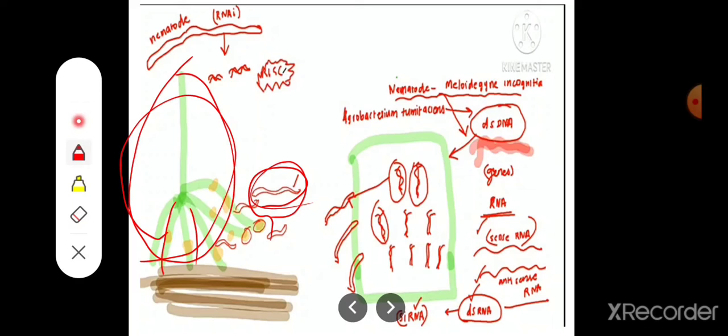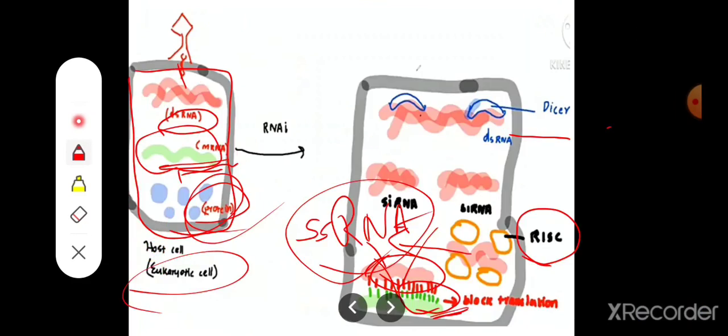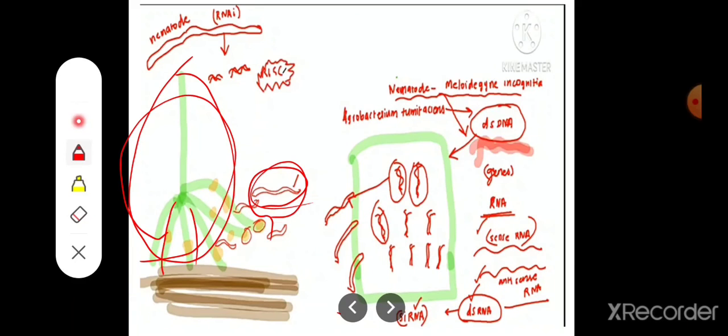For that, scientists used the same RNA interference mechanism. Using this mechanism, they developed a disease resistant, that is pest resistant, plant. For this, what they first did was they selected a nematode, which is again the Meloidogyne incognita.